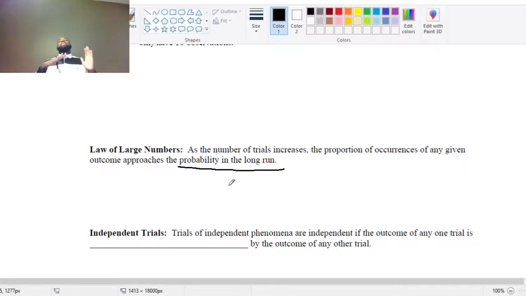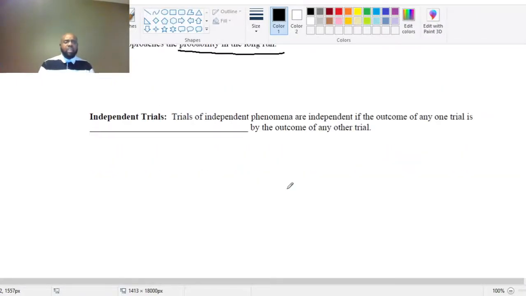All right. So we want to do our experiment so many times so that we can get close to the true probability, which is that probability based off of a long run of observations. The last thing we'll talk about here is independent trials. Trials of independent phenomena are independent if the outcome of one trial is not impacted or affected by the outcome of another trial.